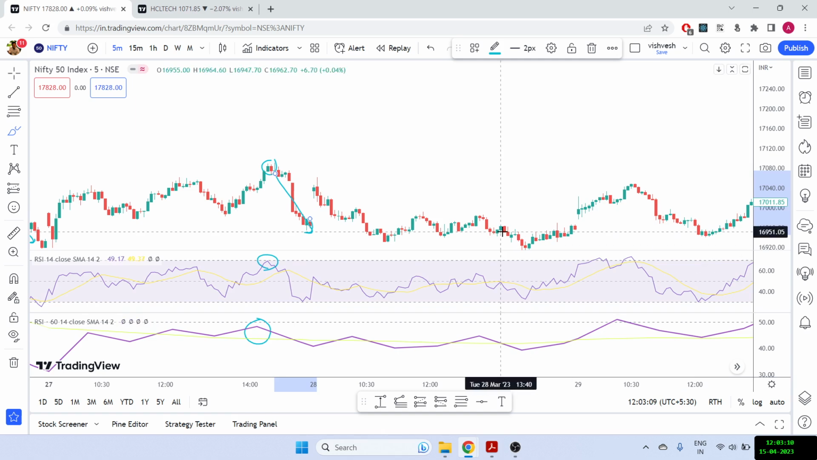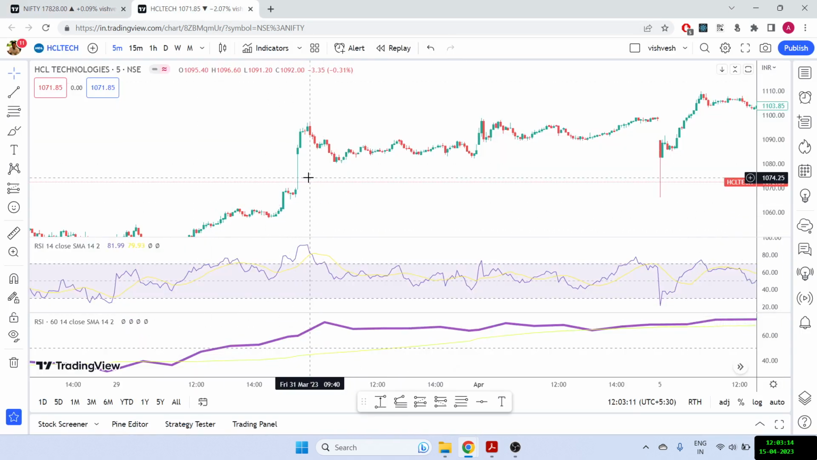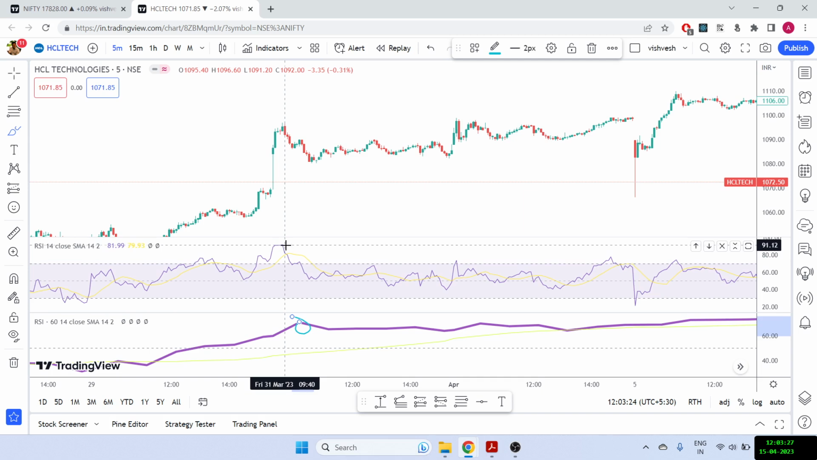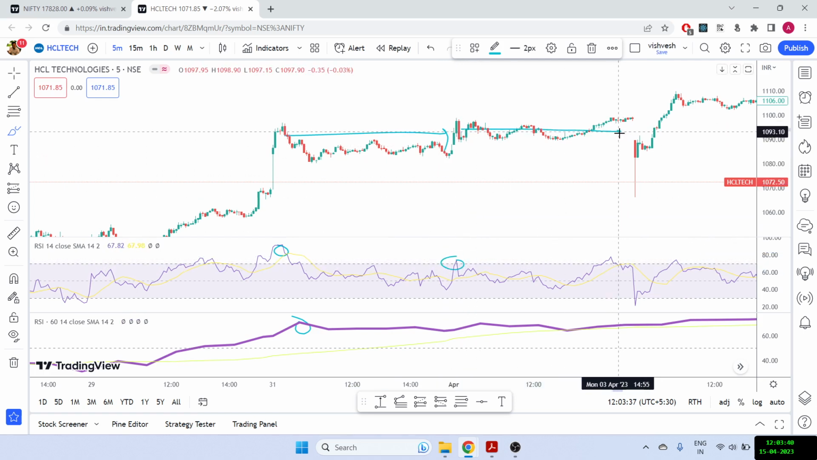Let me give you one more example on HCL Tech. I've done the same settings here also. So again, we can see here that the RSI 60 is already above 50, so I can only go for bullish trades now. Even though the value of RSI on the current time frame is above 70, I will not be going for the selling trade, and it's a good decision. You can see the market was very flat. Again, I will be skipping this trade. Again, it's a good decision. The market was flat.